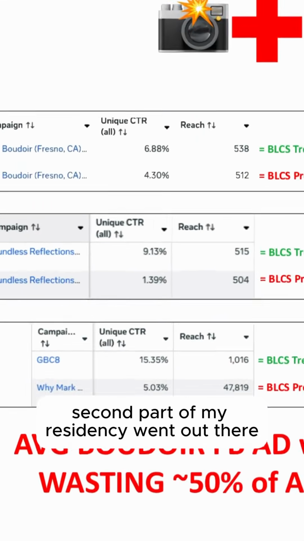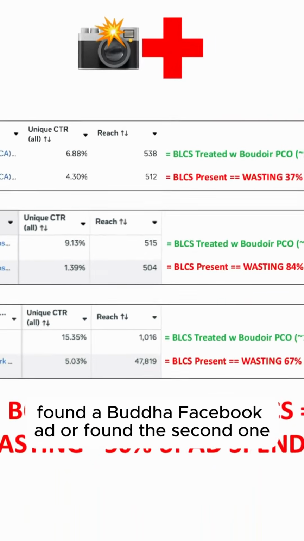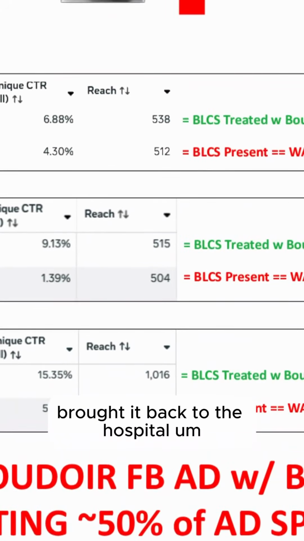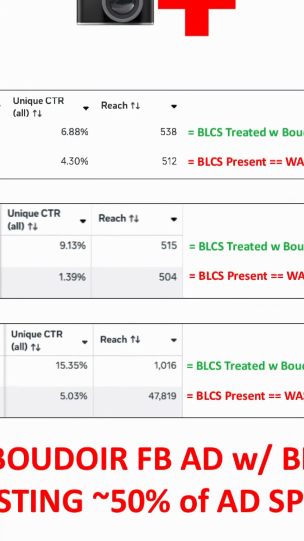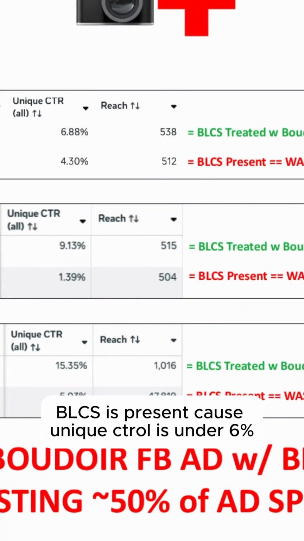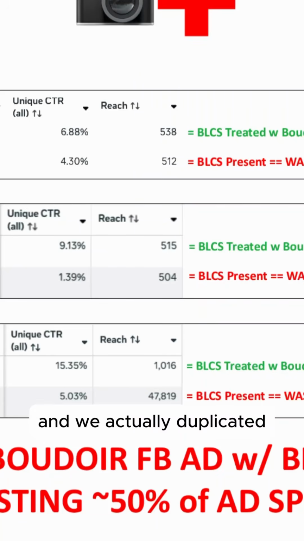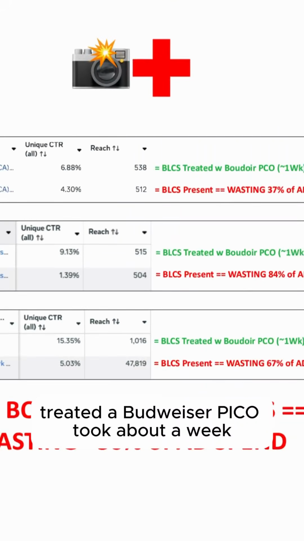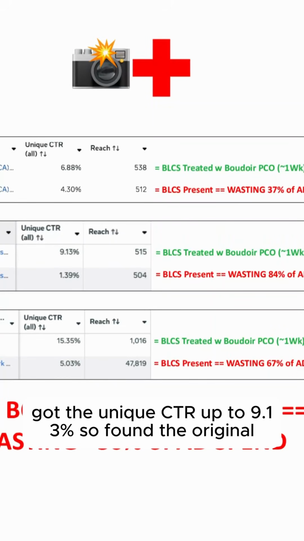Second part of my residency, I went out there, found a second Boudoir Facebook ad, brought it back to the hospital, tested it, and found its unique CTR was 1.39%. So we know, okay, BLCS is present because unique CTR is under 6%. And we duplicated it and treated with Boudoir Pico. Took about a week. Got the unique CTR up to 9.13%.